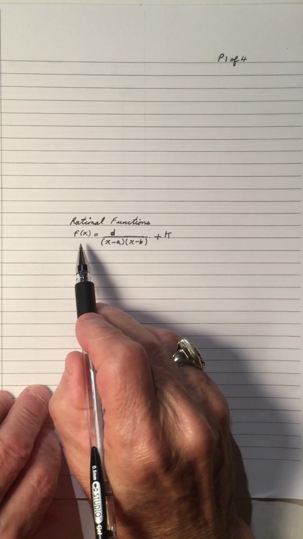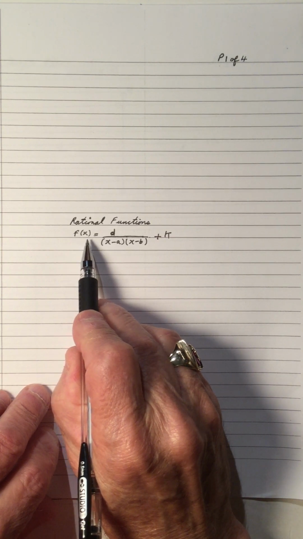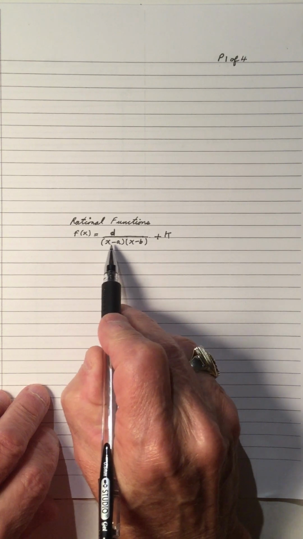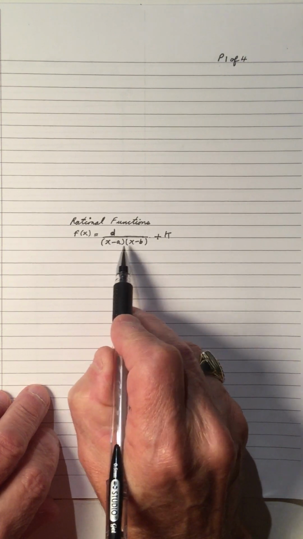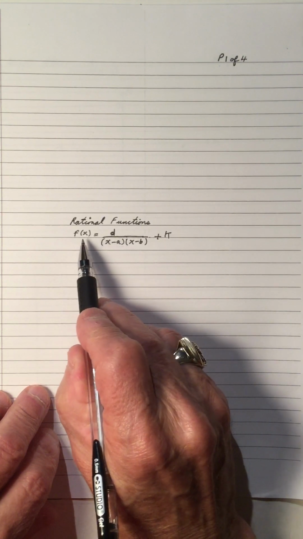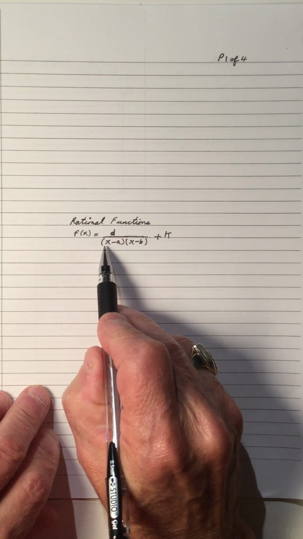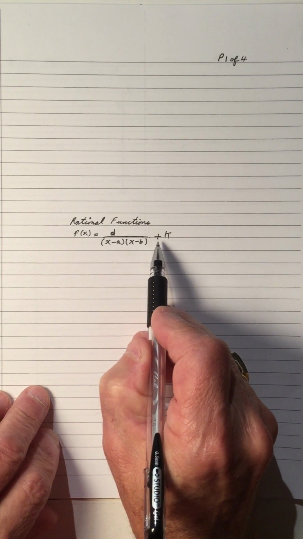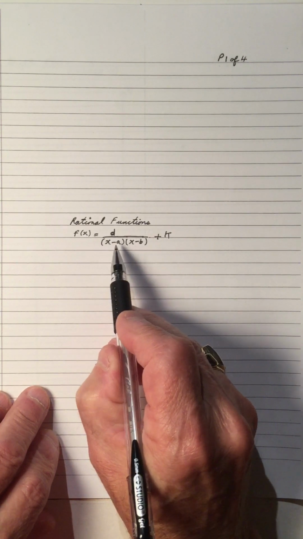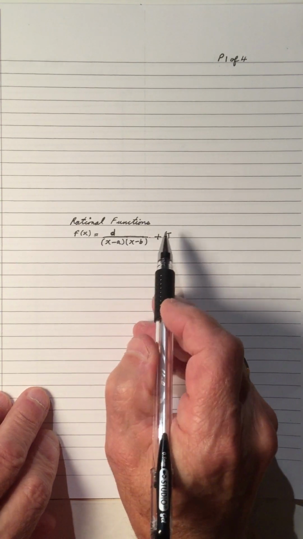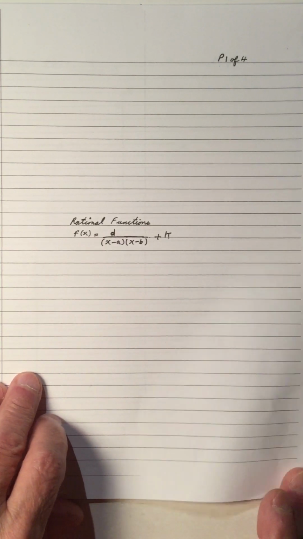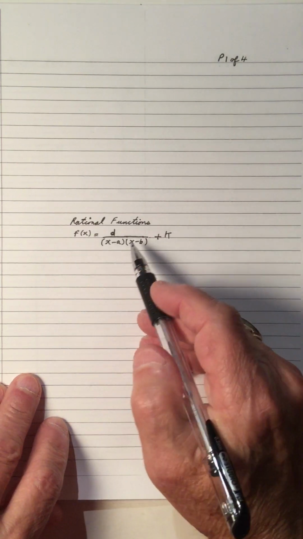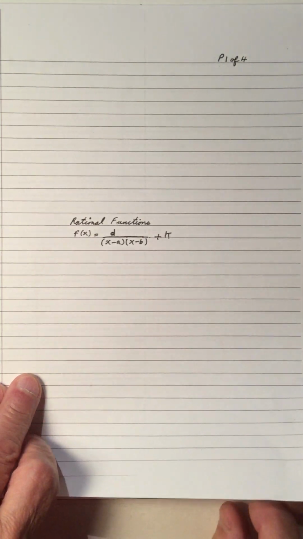This video is going to be on rational functions where the denominator is a product of two binomials. So f of x equals d over (x minus a)(x minus b) plus k, where a, b, d, and k belong to the real numbers, and most of these values will be in terms of integers.